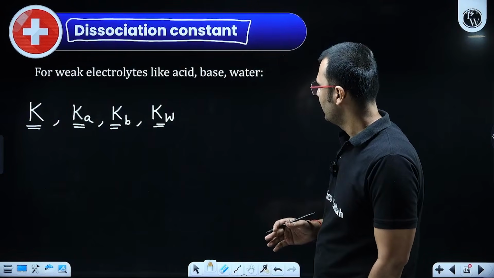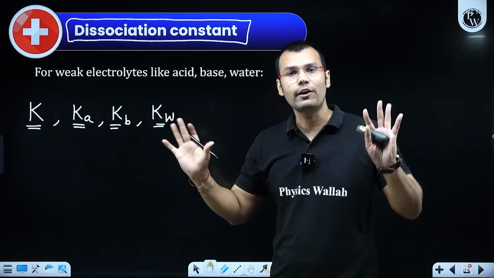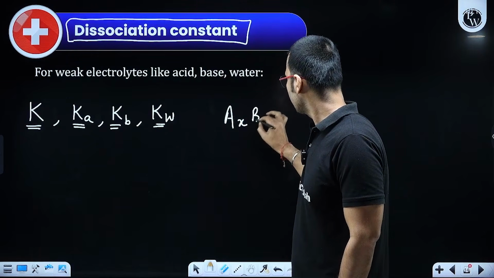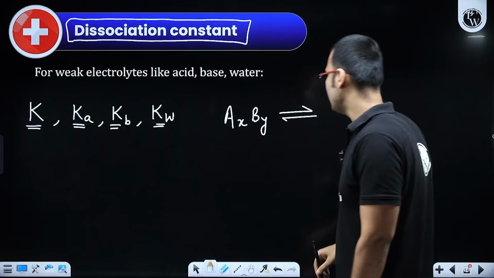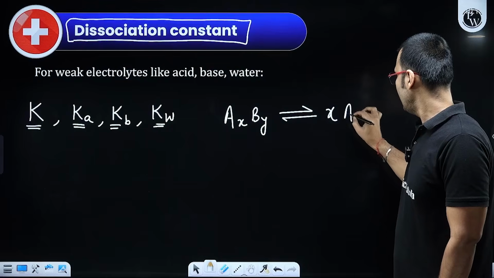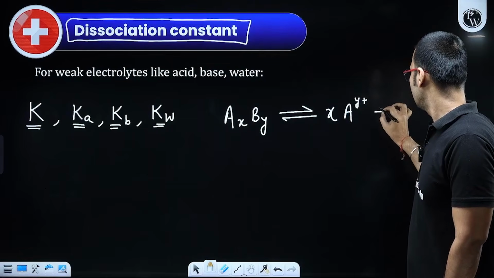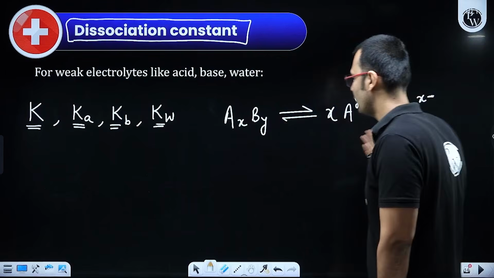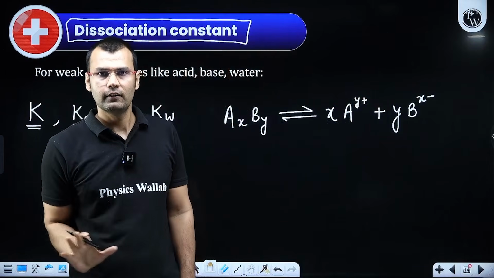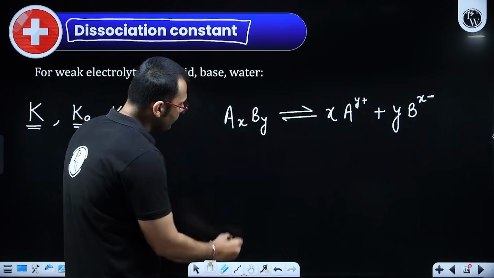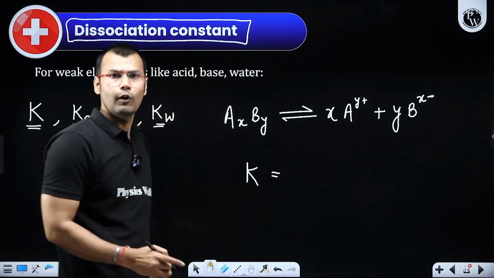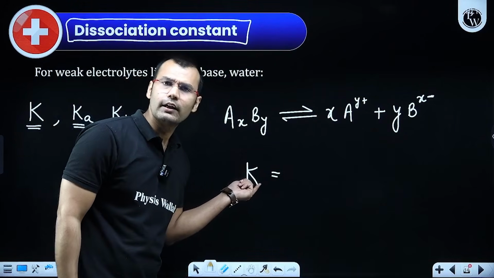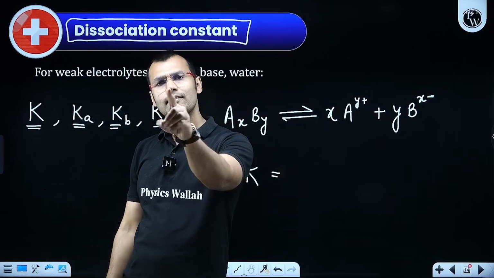First of all, suppose I take an electrolyte in general, something like AxBy. Suppose this AxBy electrolyte is decomposing as x A^(y+) cation and y B^(x-) anion, right? So this is the dissociation of any weak electrolyte in general. Here, if I calculate the dissociation constant or equilibrium constant, we have just changed the name, the concept is the same. Here you are calling it dissociation constant, the same thing in your chemical equilibrium, you call it equilibrium constant, right?